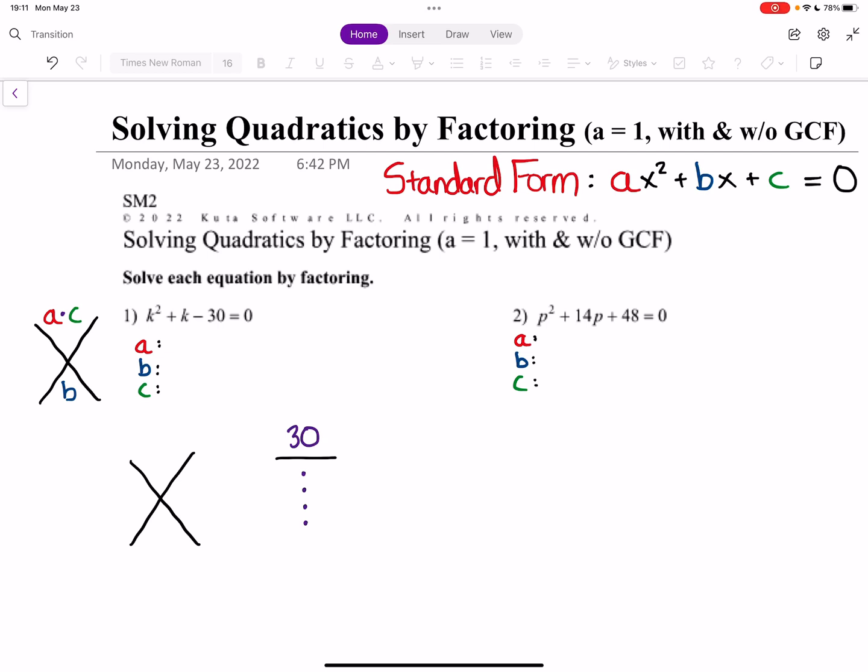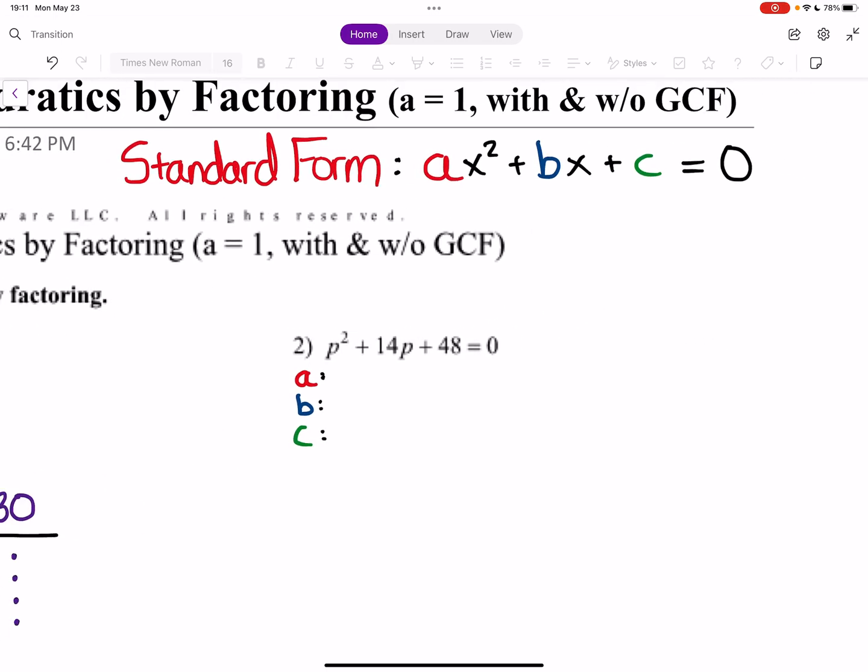In this video, I'm going to show you how to solve for the zeros of a quadratic by factoring. I'm going to show you examples when a equals 1, and one example without a greatest common factor, and one example with a greatest common factor. Just as a quick refresher, a quadratic is written in standard form when it's written as such: ax squared plus bx plus c equals 0, where a, b, and c are numbers.